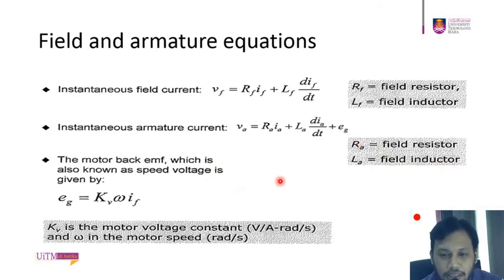And you also have the motor back EMF, the armature back EMF, which is also known as the speed voltage, given by E equals kV omega IF. Omega is the motor speed, and kV is the motor voltage constant.